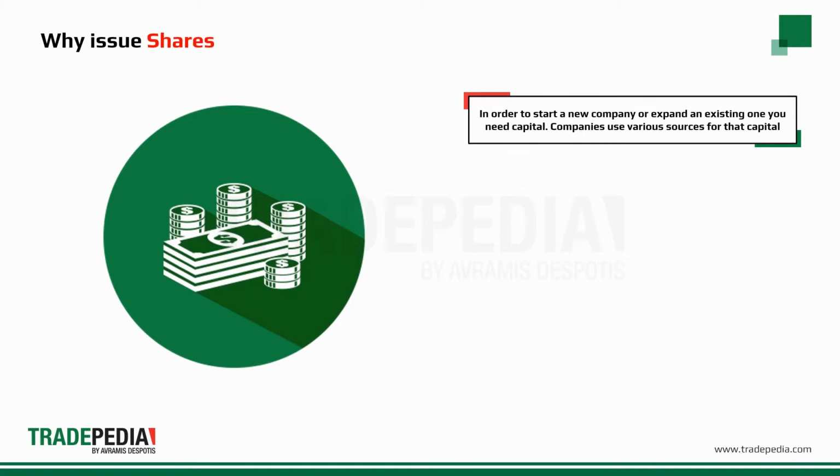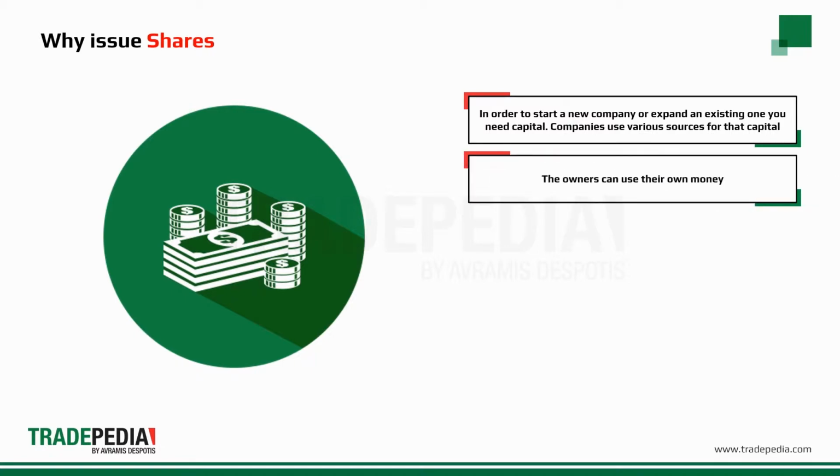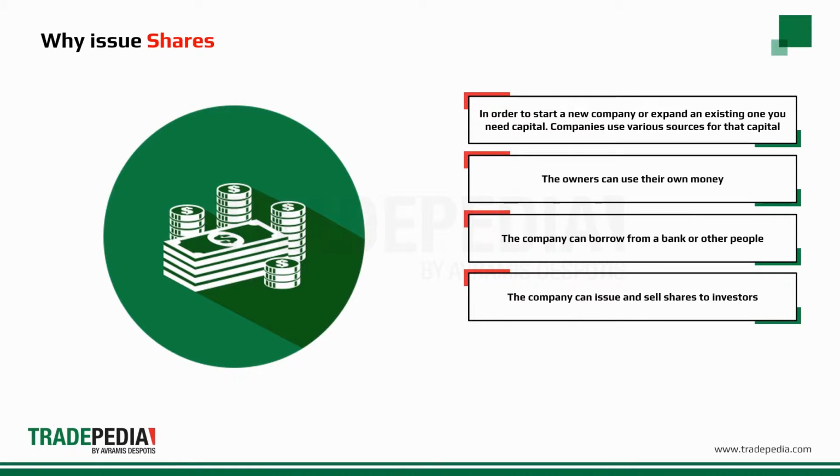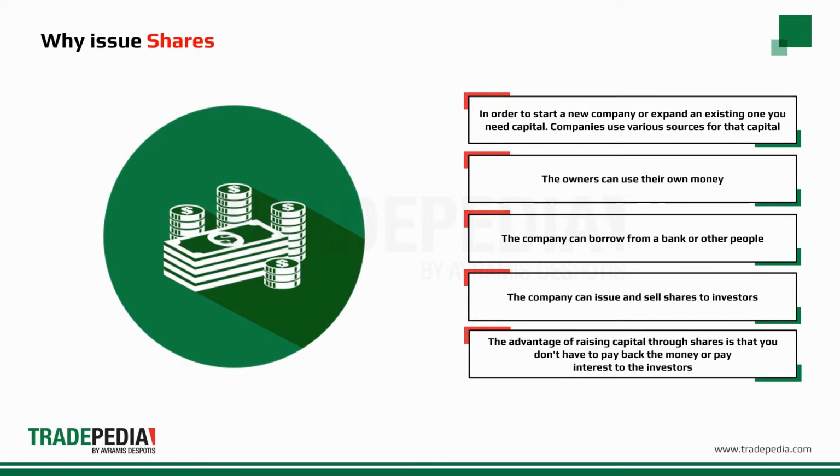In order to start a new company or expand an existing one, you need capital. Companies use various sources for that capital. The owners can use their own money. The company can borrow from a bank or from other people. The company can issue and sell shares to investors. The advantage of raising capital through shares is that you don't have to pay back the money or pay interest to the investors. Instead, shareholders are entitled to a share of the profits of the company.